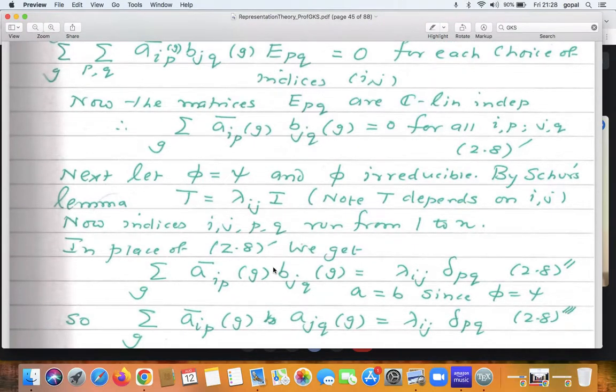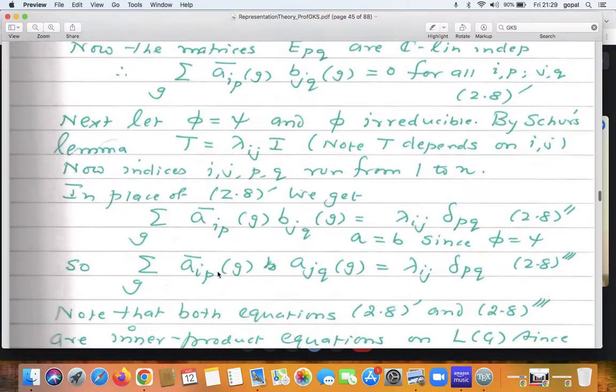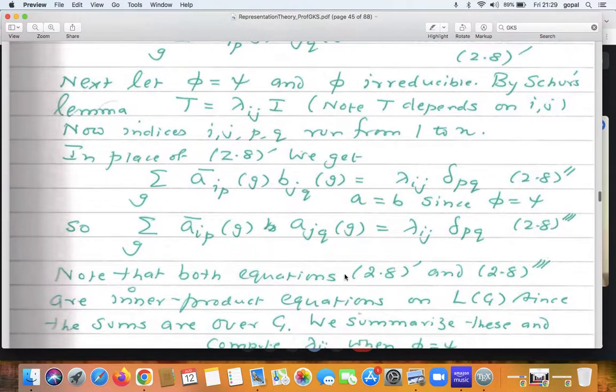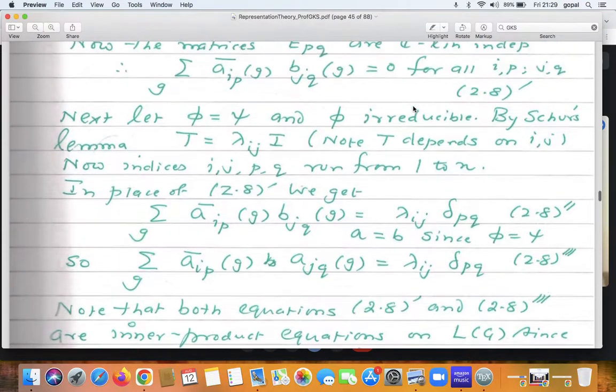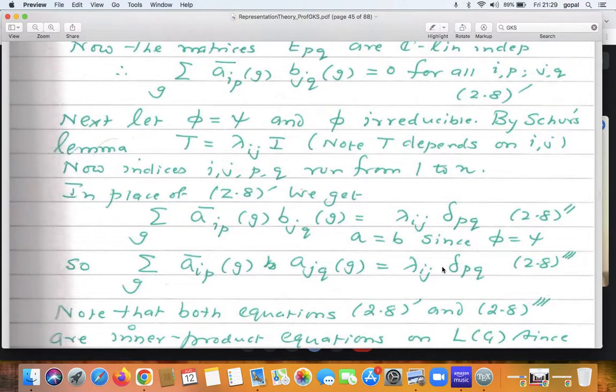And A and B must be equal. The matrices A and B are equal because phi and psi are equal. So this reads summation over G of a_ip bar(g) a_jq(g) equal to lambda_ij delta_pq. Note that both equations 2.8 prime and 2.8 triple prime are inner product equations, right? You're summing over G, remember? It's an inner product on the function space, the function space L(G).